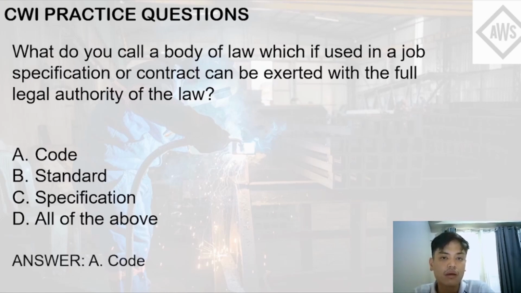So for example, if AWS D1.1, which is a code for structural welding of structural steel, is used and is called upon in the contract or job specification, and accidents happen or lapses are made during construction of that project or that maintenance activity, and it is found that there is non-compliance with the code, the engineer on record or the ones responsible for it may be called upon or subpoenaed in a court of law to be questioned regarding his compliance or lack thereof with regards to the code that's supposed to be used in that contract.